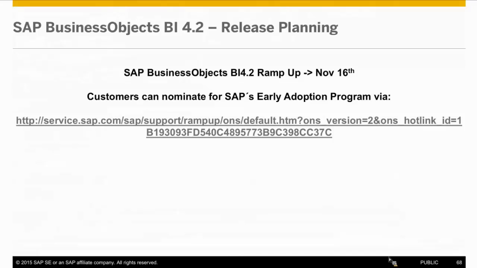They're probably all going to question, when will we get it? When do we get BI 4.2? When can I start playing around? When can I start installing? When can I start moving over to 4.2? So we plan today to start up the 4.2 ramp up on November 16th. So that's between now and 3 weeks.